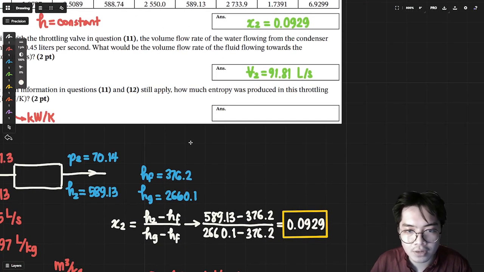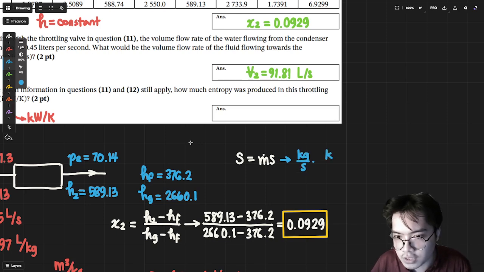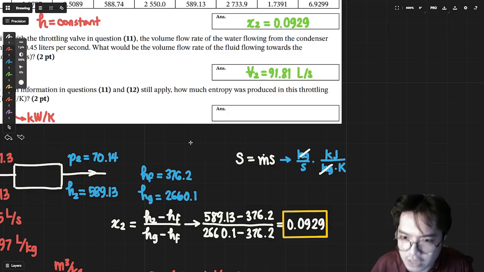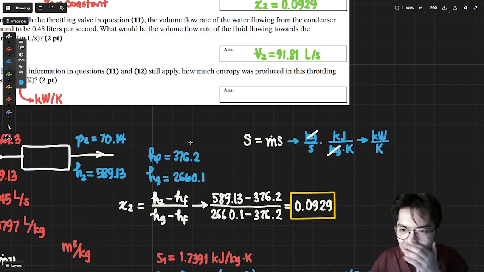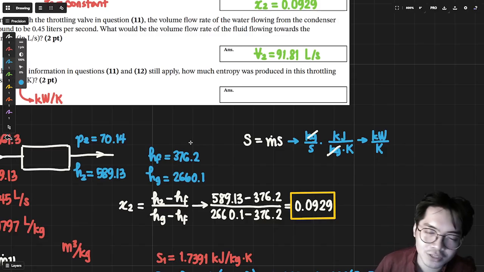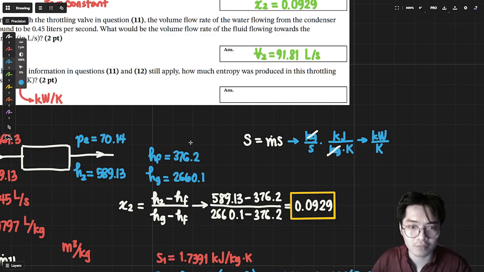So if you think about S, which should be m dot s, let's look at the units. This should be in kilogram per second times your S, which is in kilojoules per kilogram Kelvin. You will see cancel, cancel, and you will see kilojoules per second, or kilowatt per Kelvin. Oh well, it seems like no one got it. But someone did get this answer correctly. I remember the answer here being 0.0155, something like that. Let's just compute it right now.